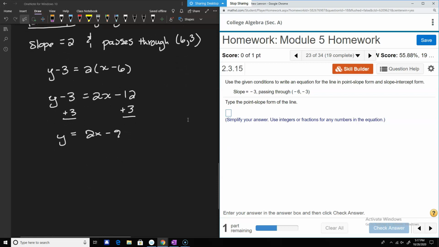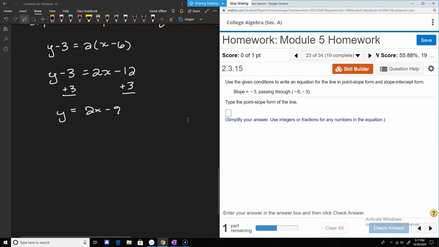Okay, so this is going to be pretty similar. I'll go ahead and do this one, though, because we have lots of negatives, and it's good to understand how those work, or at least look at one so we're not making mistakes with negatives that can make everything go completely wrong. So for number 23 here, we have slope of minus 3, and we pass through negative 6, negative 3.